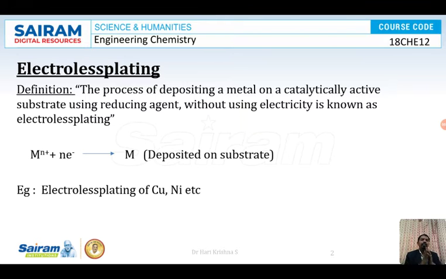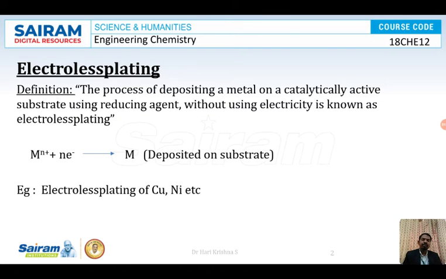For instance, I want to deposit copper on the surface of a substrate. There is no anode here. I'm supposed to deposit copper on the surface of this, so I'm going to dip it in the electrolyte. To that I'm going to add copper sulfate, but copper should get deposited over here, right? So I'm going to add a reducing agent.